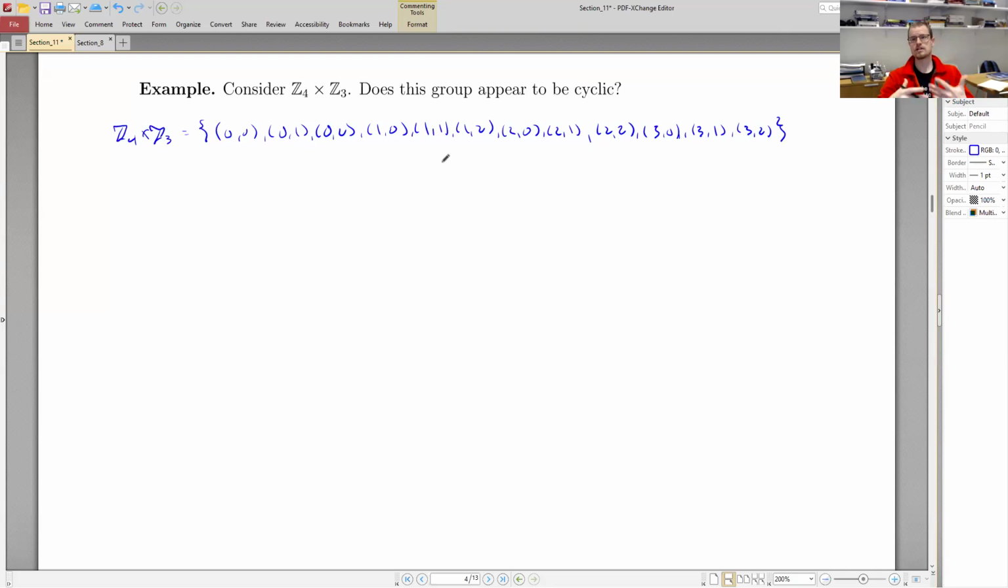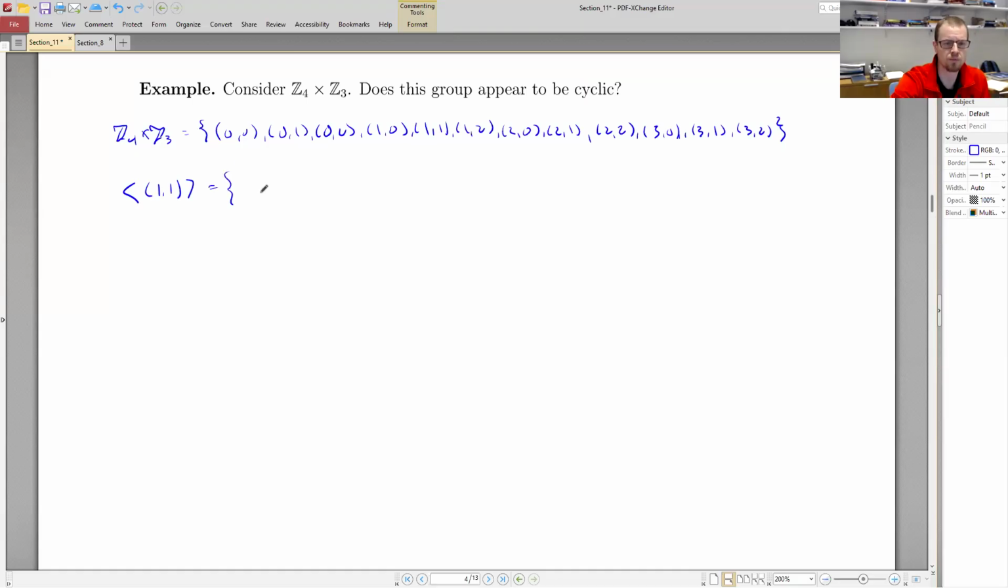And the question is, does it appear to be cyclic? Well, essentially, in order to answer that question, if it is, we just have to identify a generator. So cool, no big deal. Well, Z4 is generated by 1 and Z3 is generated by 1. So I'm going to take a look at what's generated by (1,1).